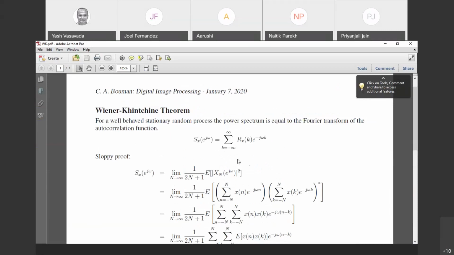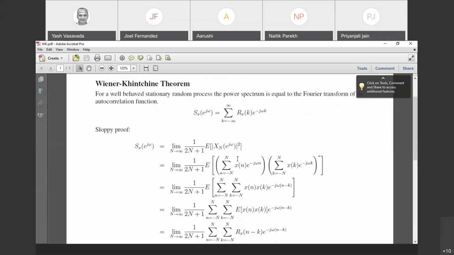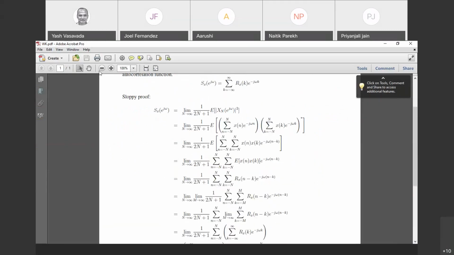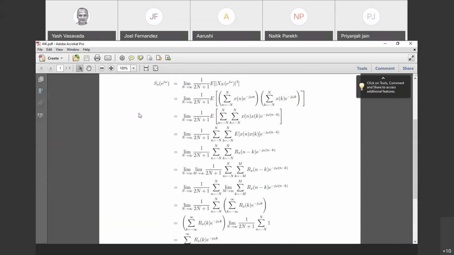But what I would like you to look at is this proof of the Wiener-Khinchin theorem. So just go over it line by line. It's not terribly difficult to appreciate. I'm going to put this document also in our Google Classroom, so you will have more time to look at it later on. But otherwise, this derivation is kind of straightforward. So please take a look at it while I take a quick break.